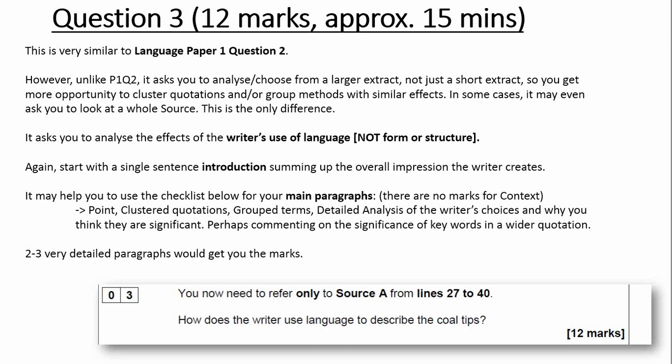Very, very similar indeed, in the sense that it asks you about the use of language that the writer uses. And if we look down at the question at the bottom of this slide, the example question, you'll see there it says you now need to refer only to source A from lines 27 to 40. And the question, how does the writer use language to describe the coal tips? So, first of all, you'll see clearly that this question only asks you about one source.